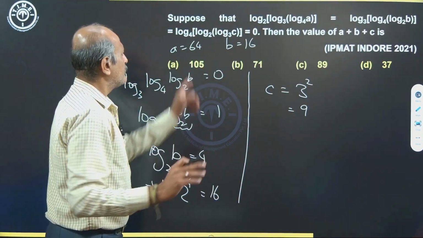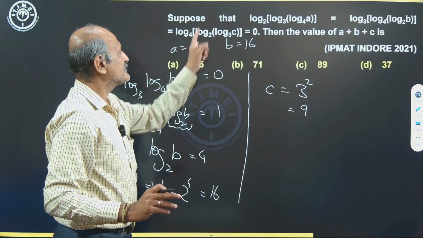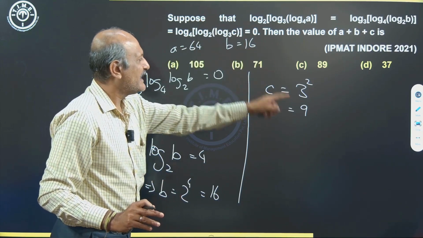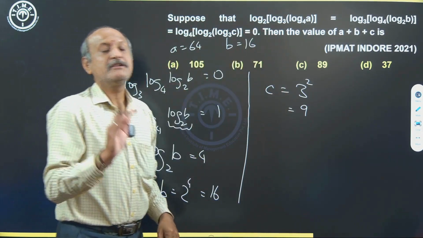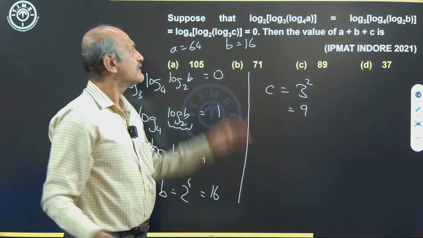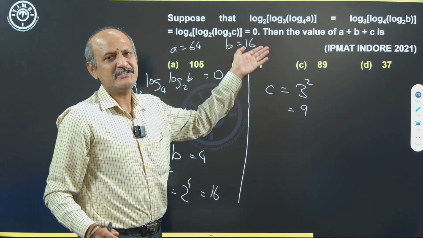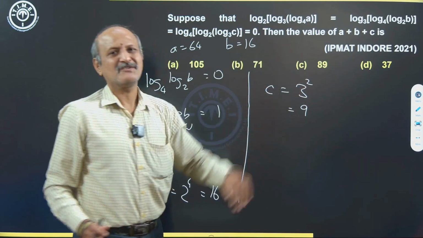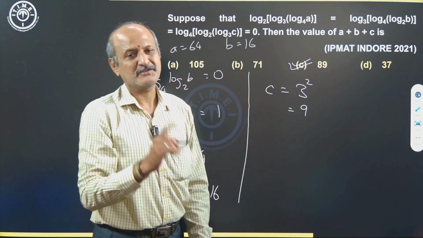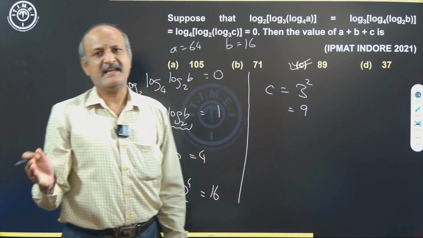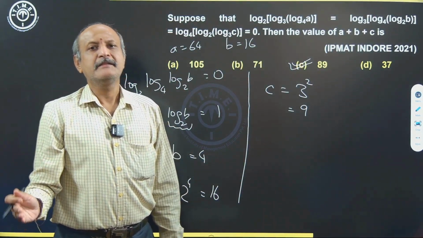That's it. So here we get the value for a is equal to 64, the value for b is equal to 16, and the value for c is equal to 9. The question is asking to find the value for a plus b plus c. 64 plus 16 is 80, and 80 plus 9 is equal to 89, and that is the answer to this question. To this particular question, option C is the answer. Thank you very much.